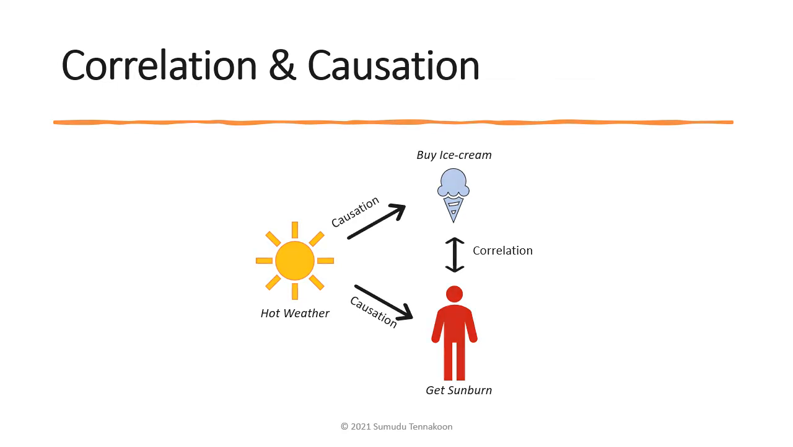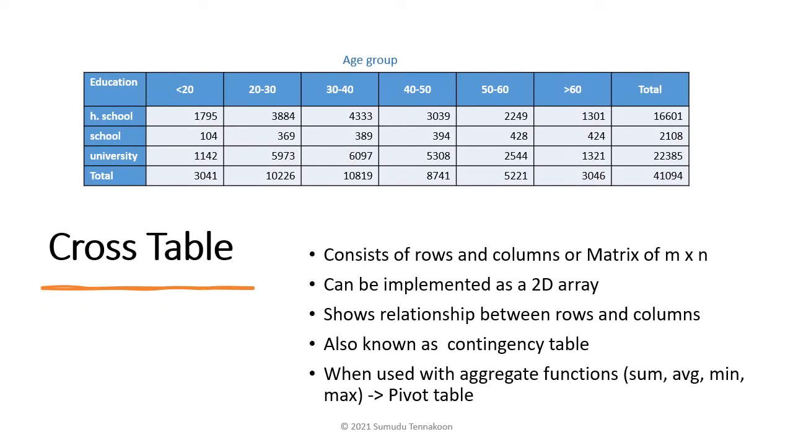Okay, let's look at our next technique, which is the cross table. You all know what a cross table is; you have used one at least once in your life. A cross table consists of rows and columns. You can think of it like a matrix, basically a table, tabular data, which we looked at before. In Python or on a computer, we can implement it as a 2D array.